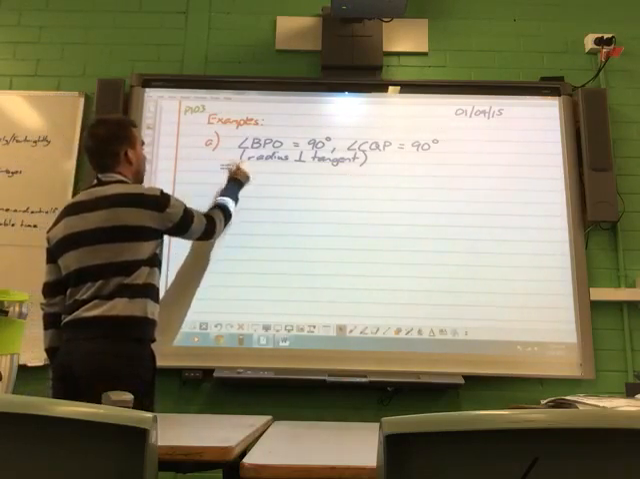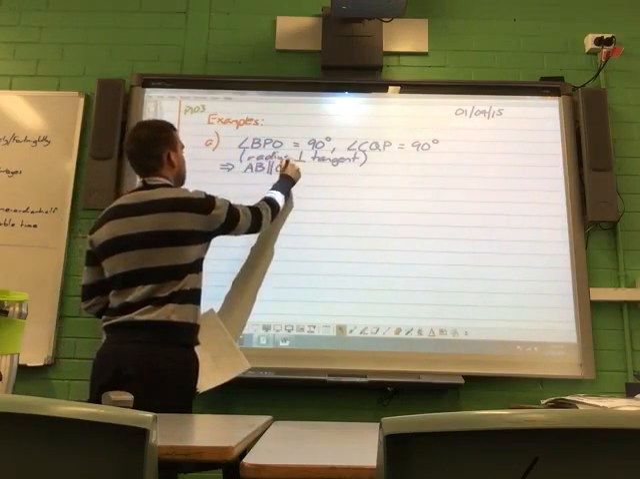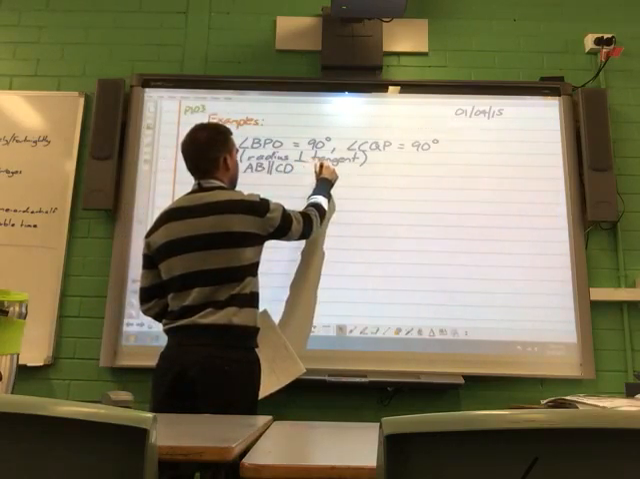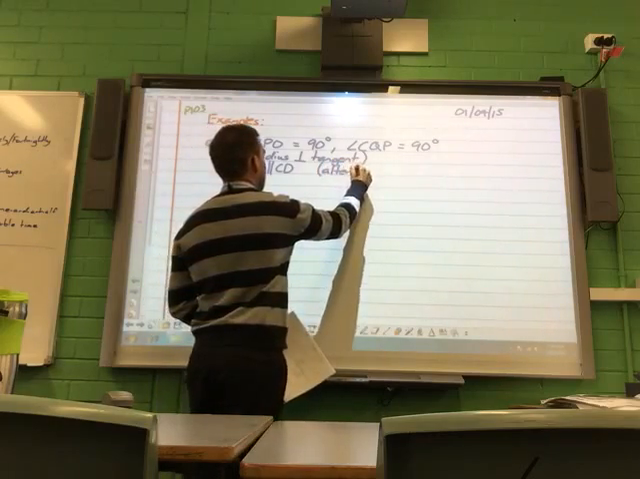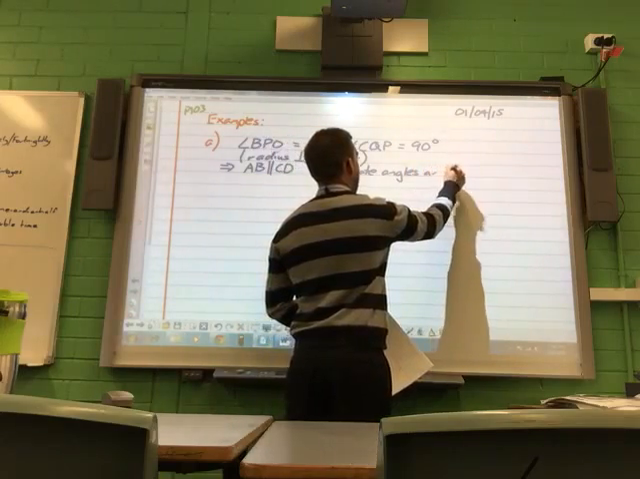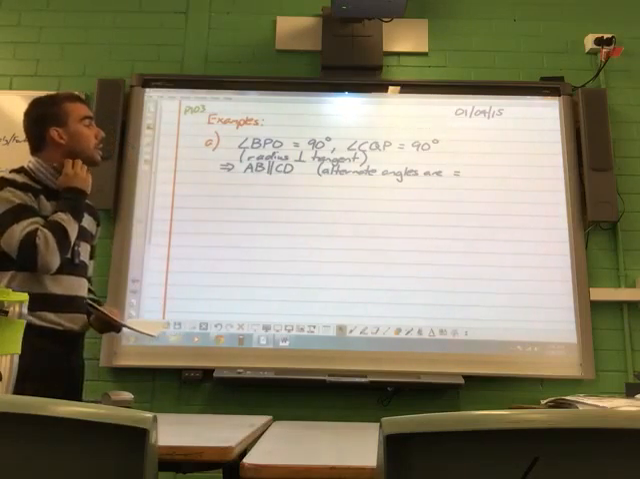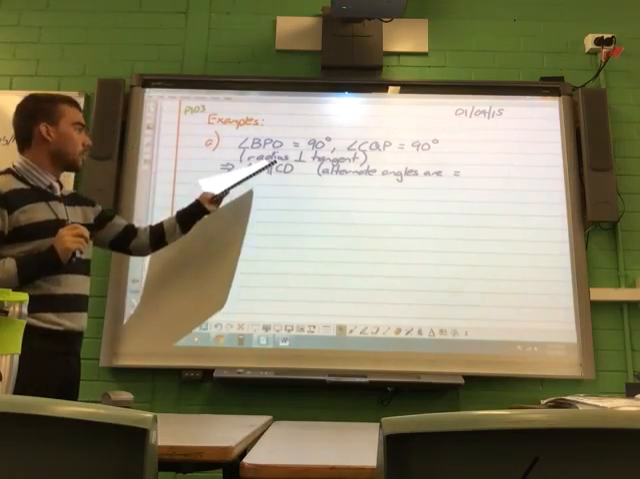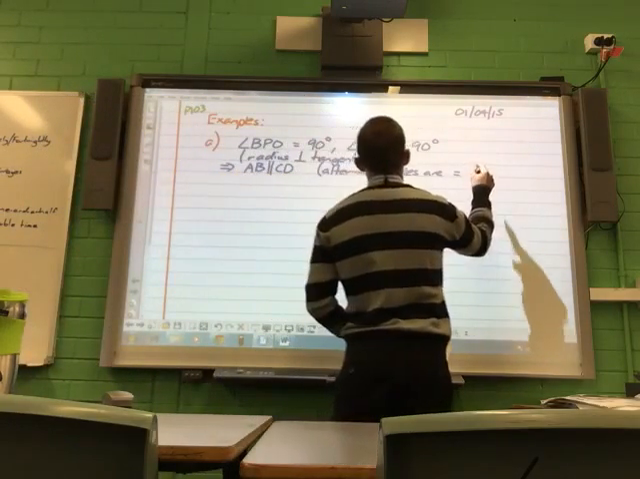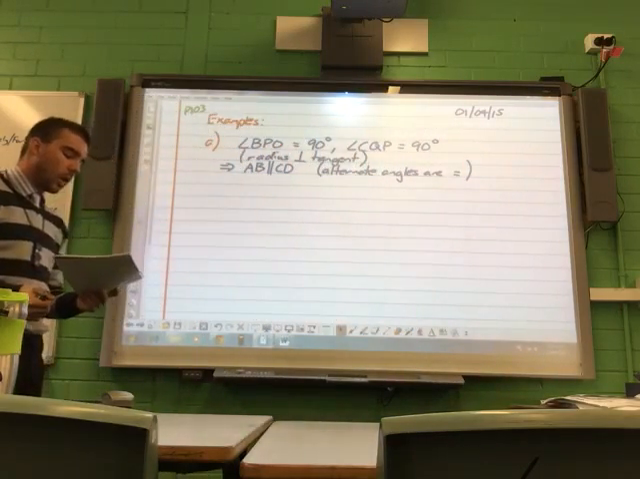Okay, which then implies that AB must be parallel to CD. And the reason we have is alternate angles are equal. So we refer to the alternate angles there. We state they're equal. We state they're parallel because those angles are equal. Right, so when they're equal, the lines are parallel.